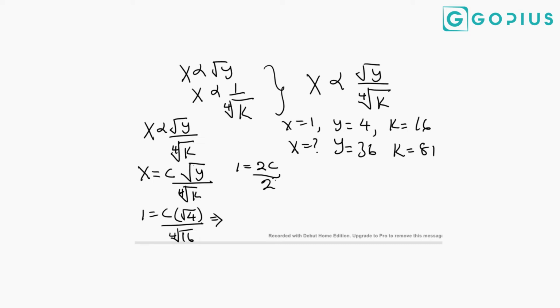Alright, so at this point maybe we can cross multiply, or we can just use the 2 we have on the right hand side to cancel each other. So 2 is up here and 2 is down here, we can cancel. So what we have left here is that c is equal to 1. That's the value for our constant.